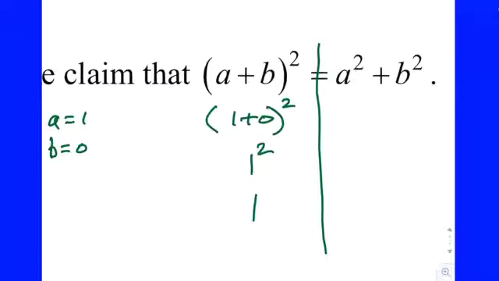Sweet. Now you plug them in on the right. So you get 1 squared plus 0 squared, and you simplify. That's 1 plus 0, and 1 plus 0 is 1. And clearly this doesn't work because 1 doesn't equal 1, right? Or does it? Oh, it does.